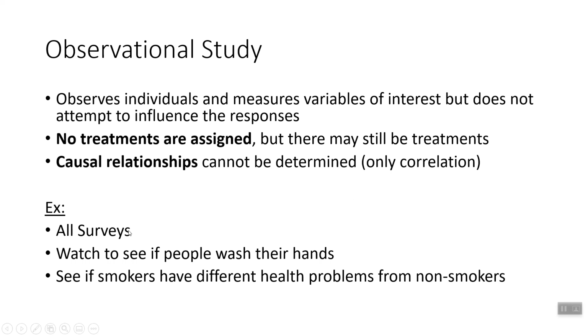Right? So examples of observational, all surveys are types of observational studies because we're not influencing anything, we're not assigning any treatments, we're just asking questions. Another one we went over was watching to see if people wash their hands in the bathroom. Again, you're just observing, you're not doing anything to cause them to do anything. And to see if smokers have different health problems from non-smokers, again, you're not assigning people to smoke, you're just seeing if there's a relationship there.